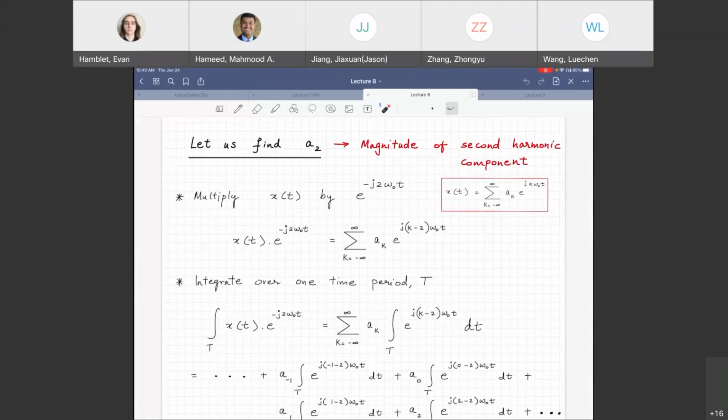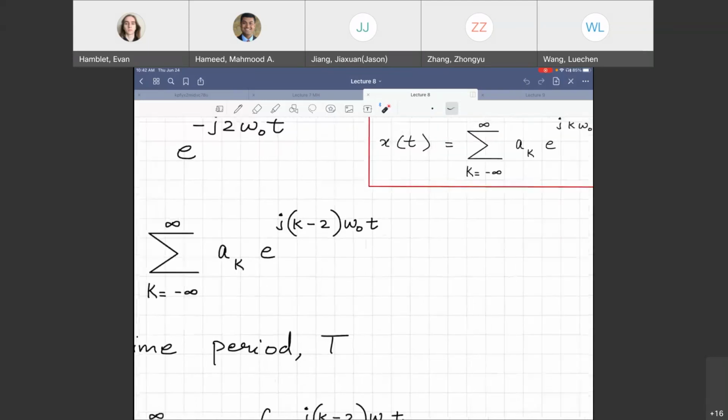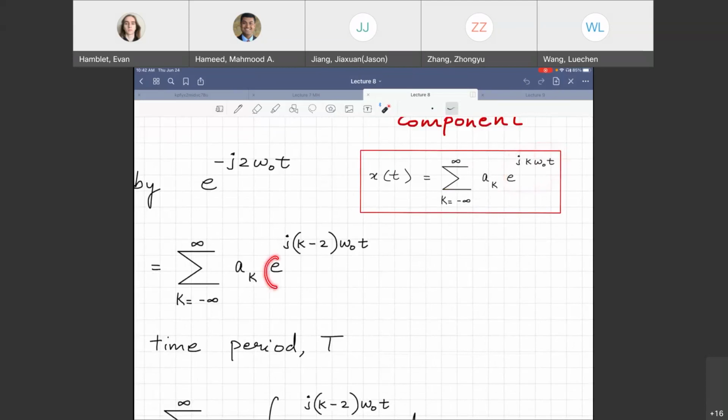Next, let's talk about how do you find A sub 2. Multiply this continuous time signal x of t with e to the minus j 2 omega naught t. We wanted to find A2. I have this as reference over here from before: x of t represented as a summation of all those exponential Fourier series projections. So what did I do on the left? I said x multiplied by e to the minus j 2 omega naught t. And similarly, I would have to multiply it on the right side as well. And when I do that on the right side, I can combine the e to the jk omega naught t from here and the e to the minus j 2 omega naught t that I just multiplied. So I'm adjusting the power of that exponential accordingly.